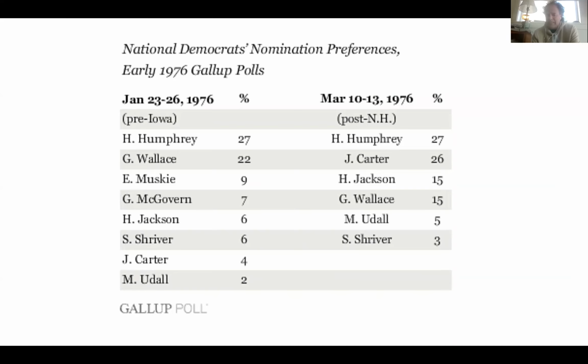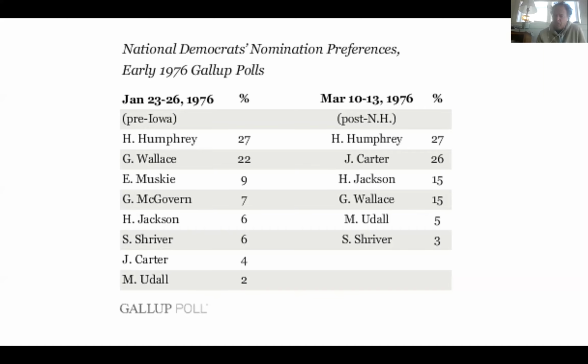In January of 1976, the front runners are Hubert Humphrey, George Wallace, Ed Muskie, and George McGovern. So Humphrey, we've seen before, the nominee in 68. McGovern, remember, was the nominee in 72. Muskie was the front runner in 72, and George Wallace is this segregationist candidate who's kind of reinventing himself as a right-wing populist. Remarkably, all four of these candidates, although they are the nominal frontrunners, choose not to run in 1976.